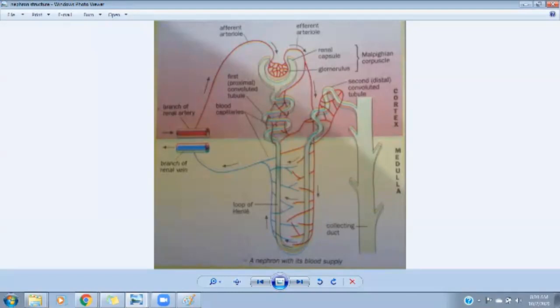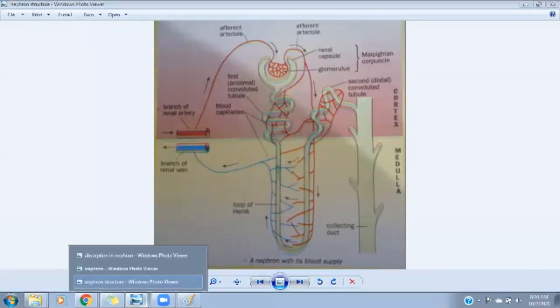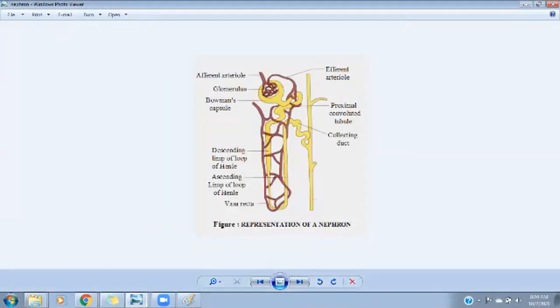उसके अलावा क्या होता है, कि you can see Bowman's capsule में एक network of capillaries है जिसे glomerulus कहा जा रहा है, ठीक है. There is a network of capillaries in the Bowman's capsule which is known as the glomerulus. If we look at this structure here, you can see more clearly the difference between an afferent arteriole and an efferent arteriole. What difference do you see between the two?